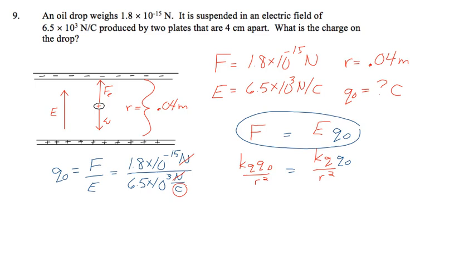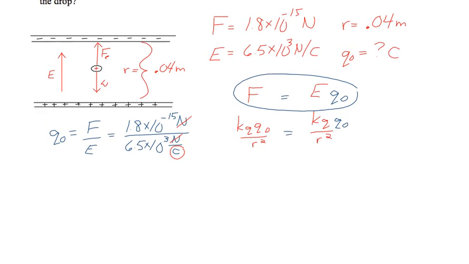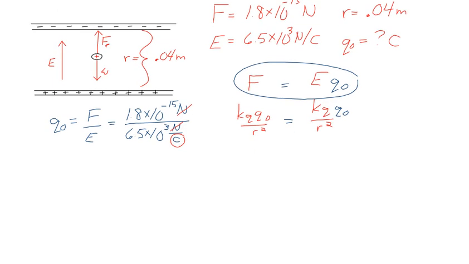So my answer will be in coulombs. And if you solve this, for your Q0 you end up getting 2.77 times 10 to the negative 19 coulombs. All right.